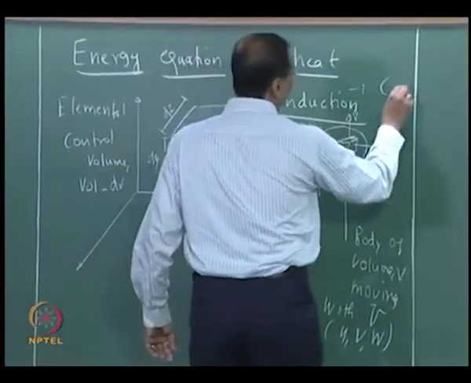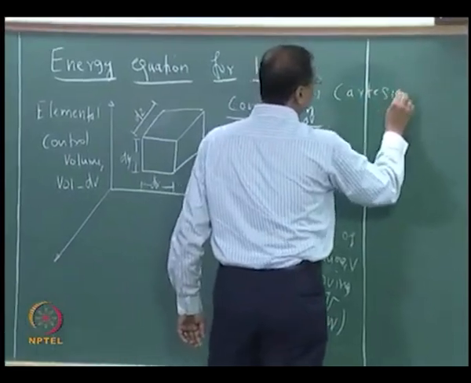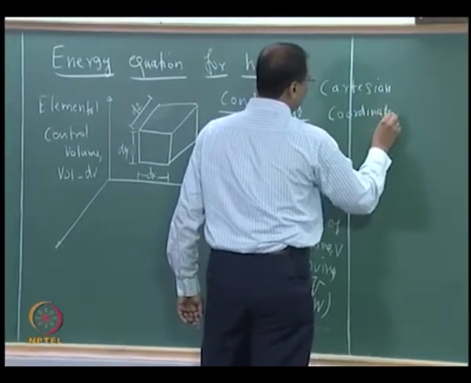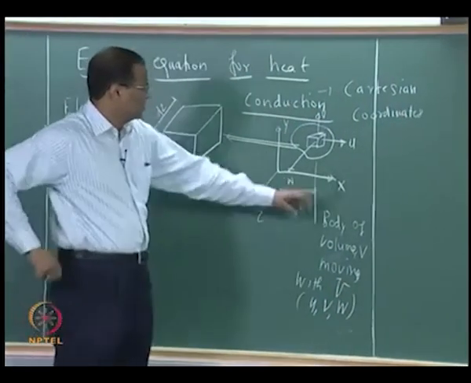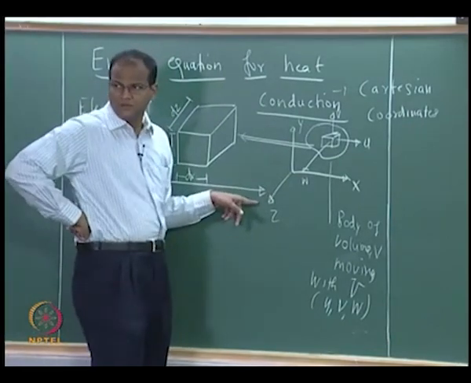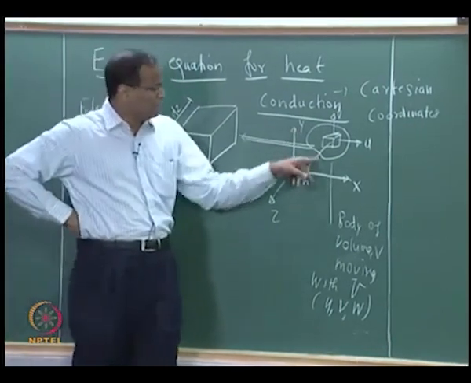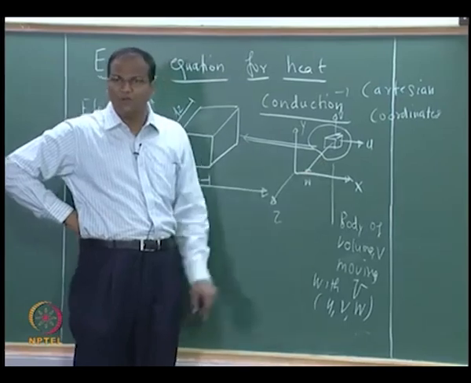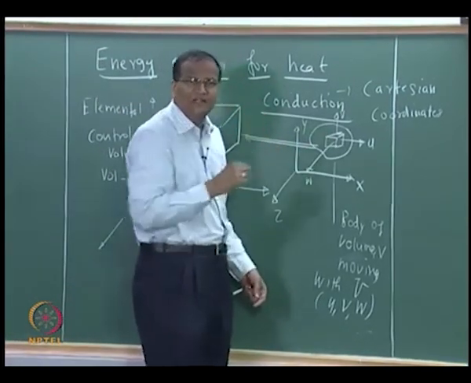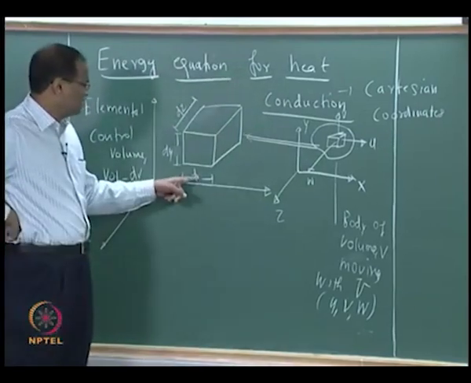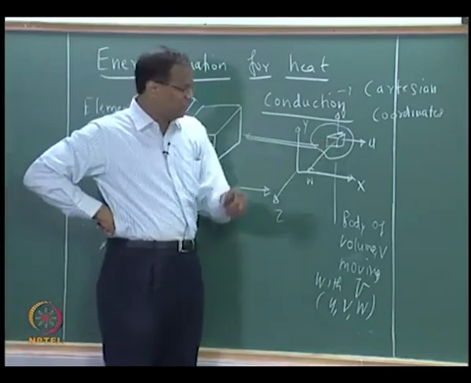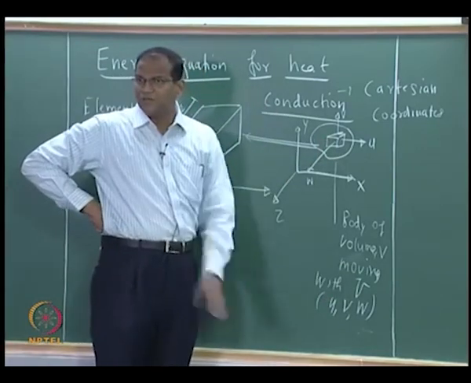This is basically in Cartesian coordinates. So, this is the x, y, z coordinate. Z is coming out of the blackboard, okay. I take an arbitrary volume, arbitrary shape, which has a volume V. I am considering an elemental volume dV. The elemental volume is a cuboid with dimensions dx, dy and dz. This body is moving with a velocity which is given by V. V has three components u, v, w.